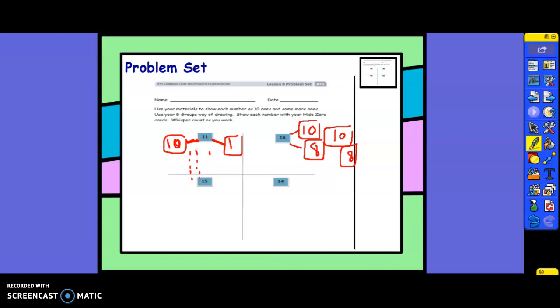So let's start with our 10 the 5 group way. 1, 2, 3, 4, 5, 6, 7, 8, 9, 10. And if you want to, you can even circle that 10. And then let's draw our 8 extra ones the 5 group way. 1, 2, 3, 4, 5, 6, 7, 8.